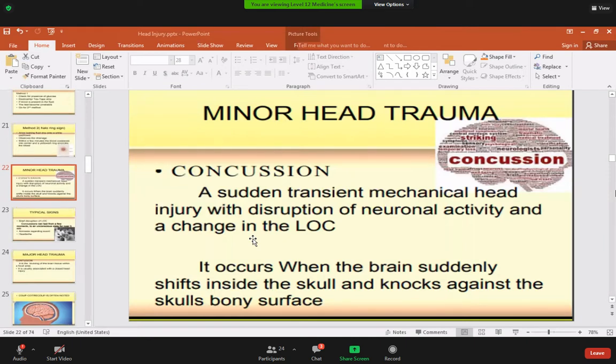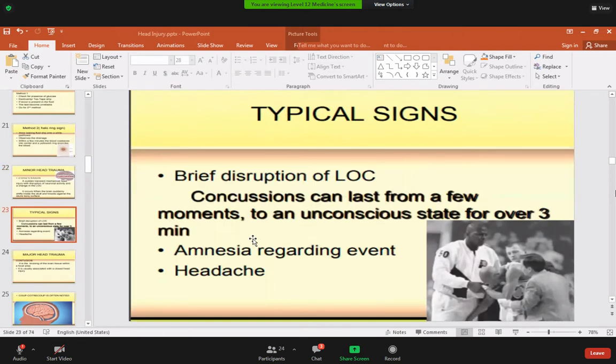When the skull suddenly hits some object, the brain inside is also affected, and this is a direct injury to that area. This is called the direct or coup injury, C-O-U-P. The typical signs are a brief loss of consciousness, though it could be extended. The patient may stay unconscious for long. Usually it is just a few moments, but sometimes it can be prolonged depending on the extent of the injury.